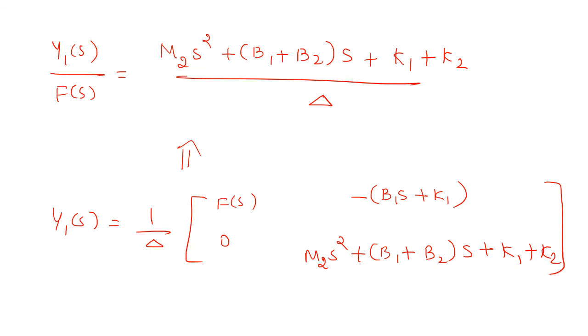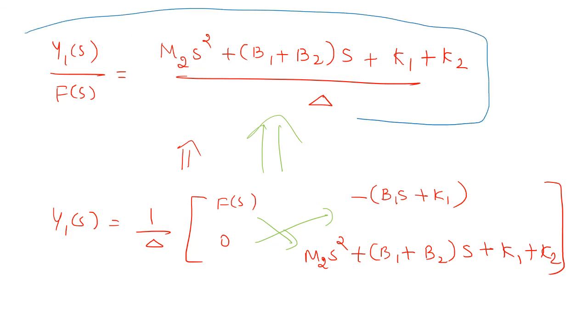If you cross multiply this, what we get is this particular transfer function. So this is our required transfer function for the given system. The denominator we have written is nothing but the determinant delta, which we have expanded. Even that, if you want, you can write it.